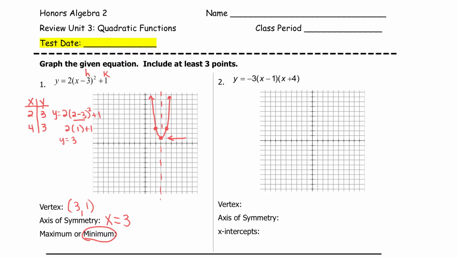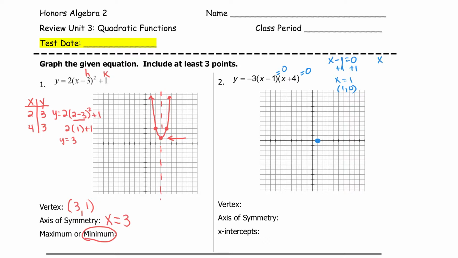Now, the next one is in intercept form. So remember, when it's in intercept form, if you take those factors and set them equal to 0, then that's going to give you your x-intercepts. So I would take x minus 1, set it equal to 0. That means I would add 1 to both sides, so your x is equal to 1. So one of my x-intercepts is at 1, 0.